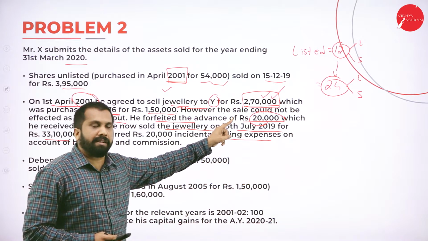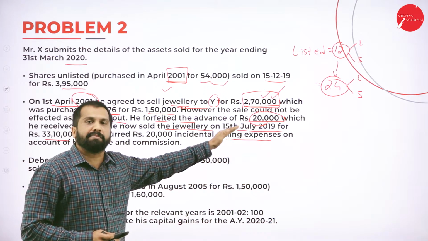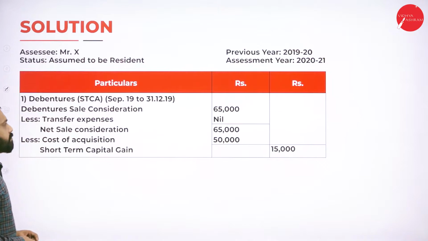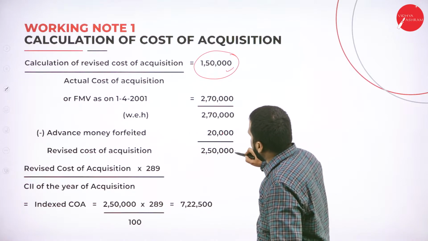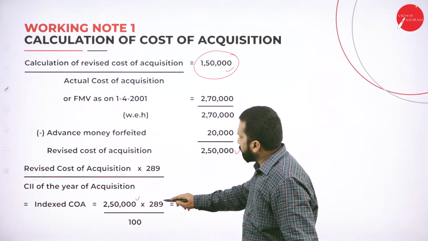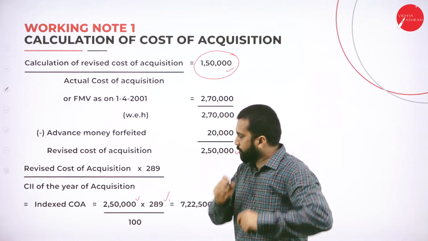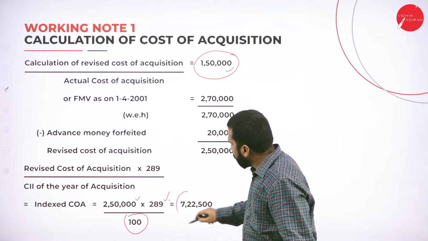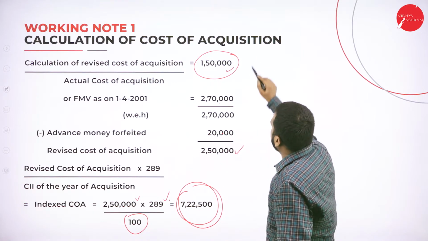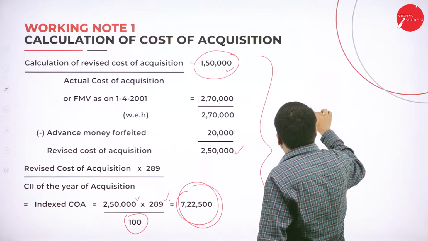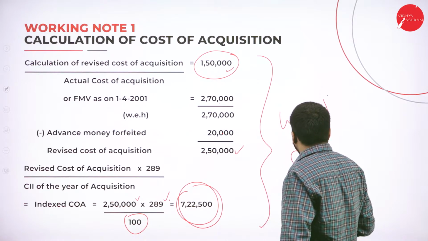2,70,000 is the higher. But at that time he paid back 20,000 advance. So 270 minus 20, we should consider 2,50,000. See, they have taken 270 minus 20, 2,50,000. 2,50,000 multiplied by the common 289. All transactions happened when? 2001. So it should be 100. If you do this, you will get 7,22,500.